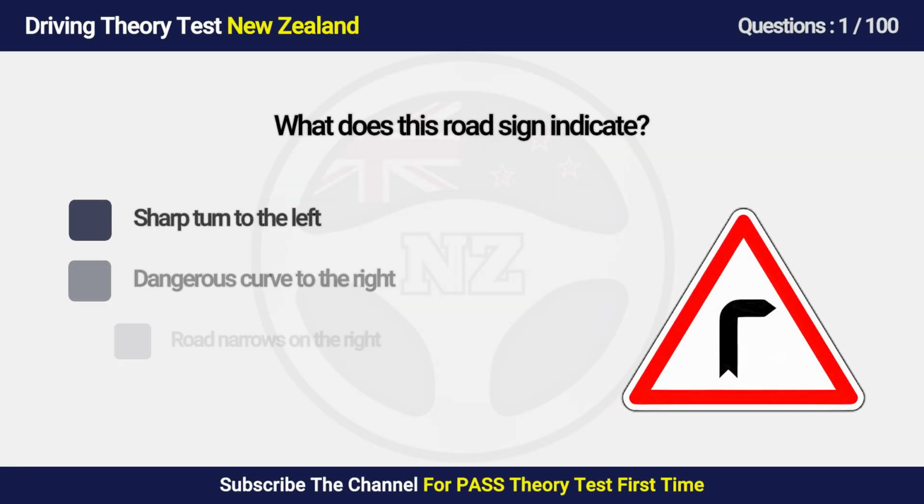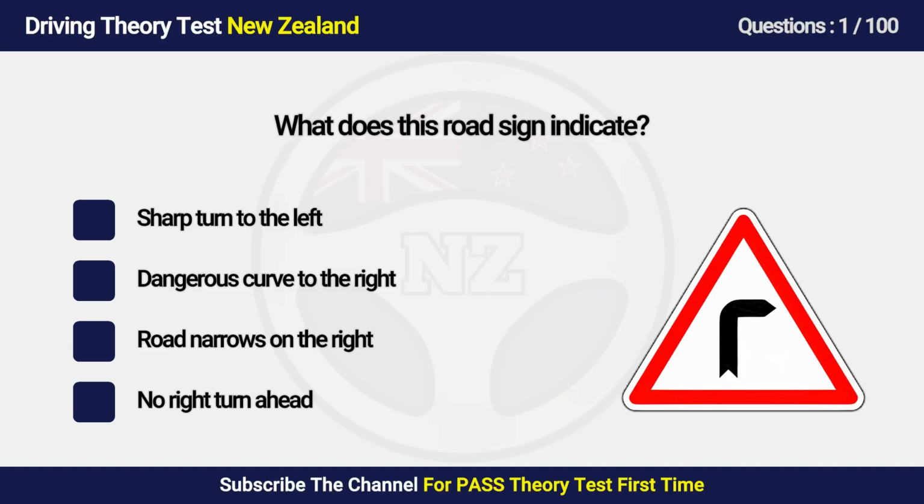Question 1. What does this road sign indicate? A. Sharp turn to the left. B. Dangerous curve to the right. C. Road narrows on the right. D. No right turn ahead.